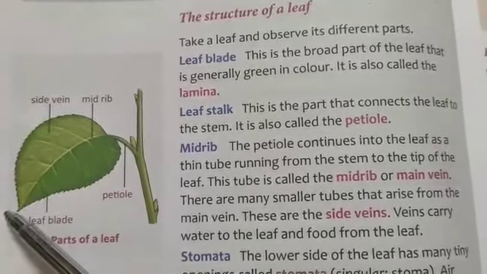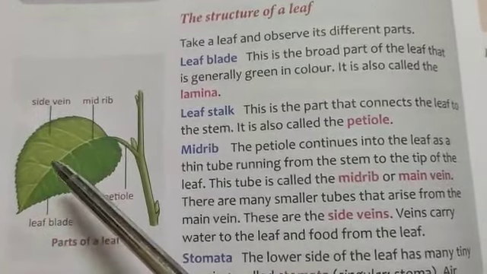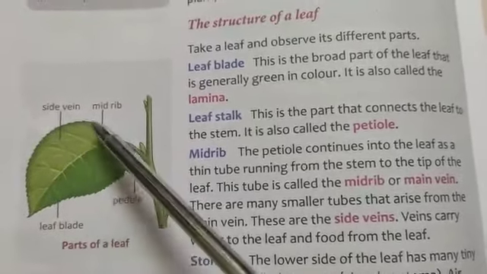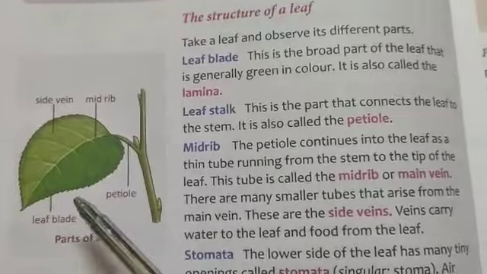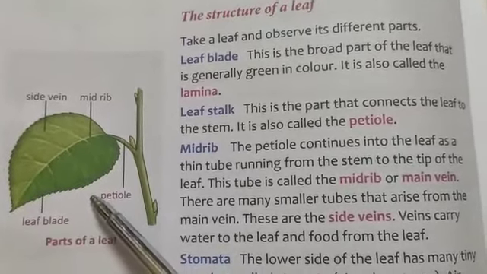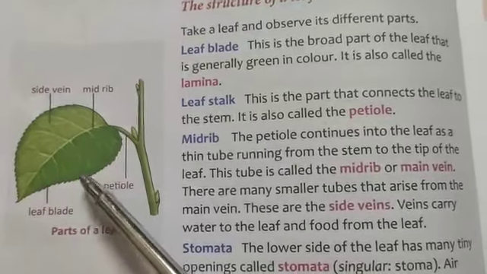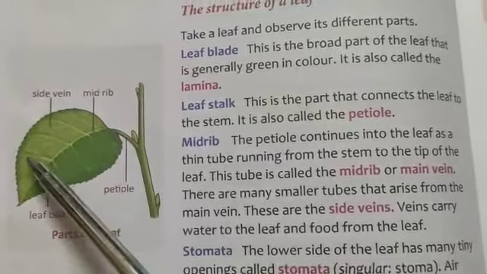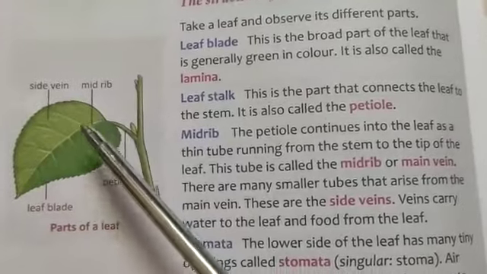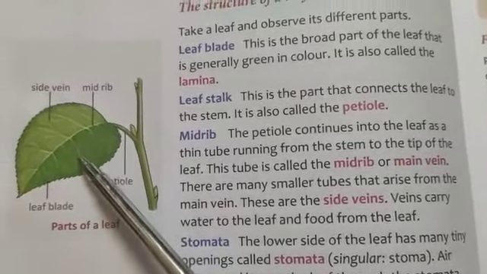There are many smaller tubes that arise from the main vein. See, these are the smaller tubes. These are the side veins. Veins carry water to the leaf and food from the leaf. So what is the function of veins? They carry water to the leaf and food from the leaf. Very important function of the vein.